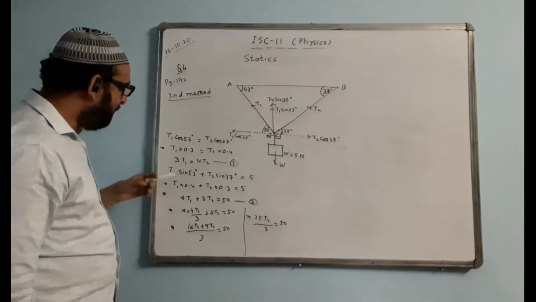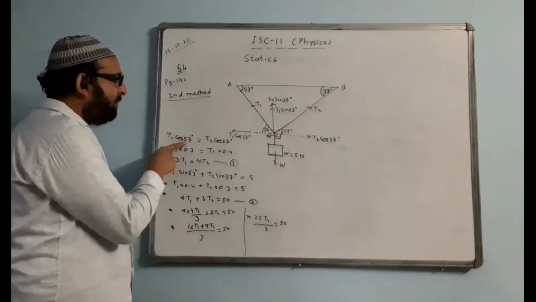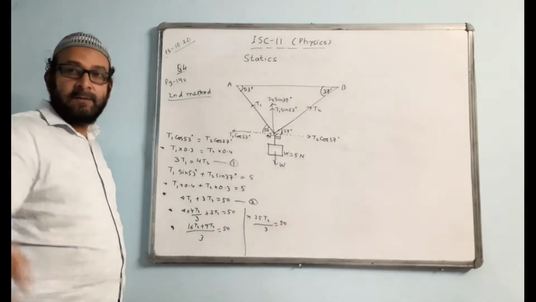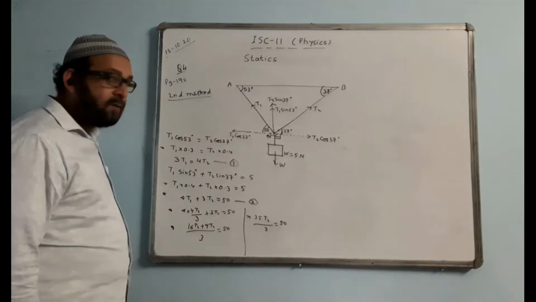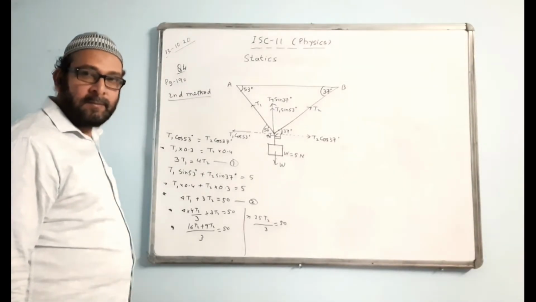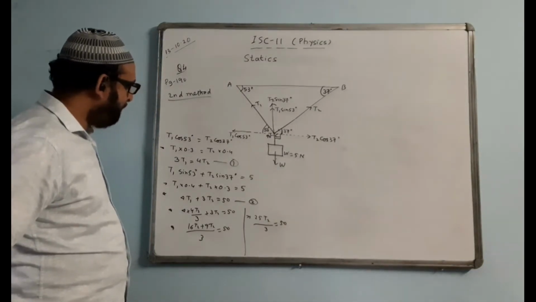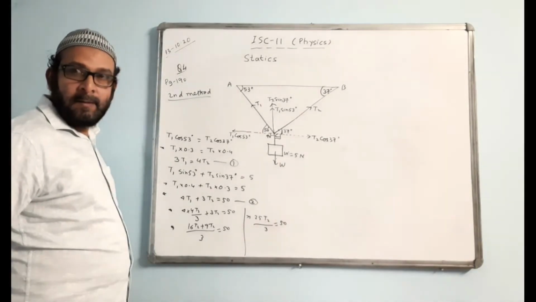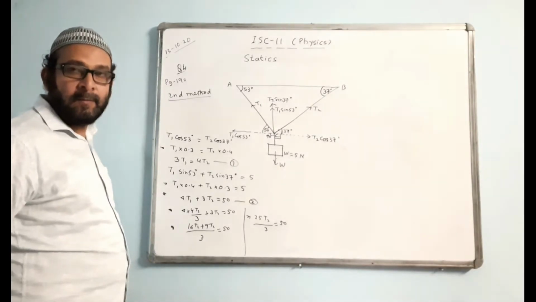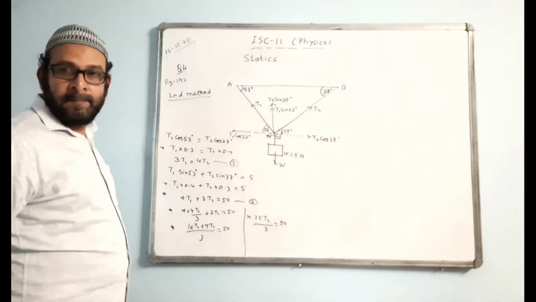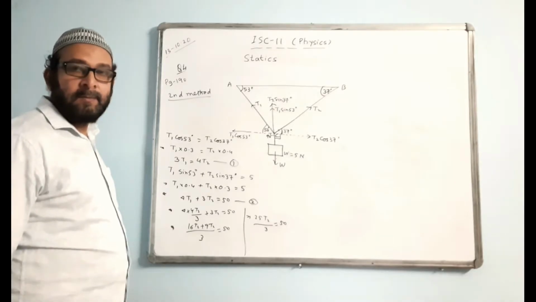Okay, I'm not very sure about the values of cos 53 and cos 37. Check. Cos 53 value, how much?